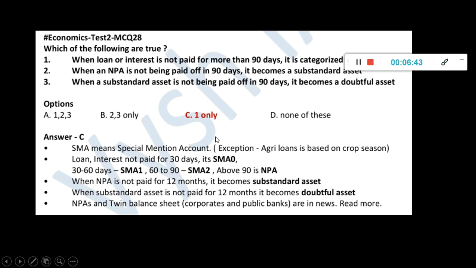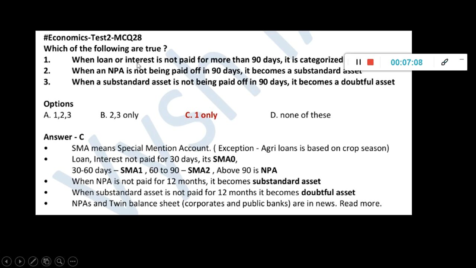So again, easy for people who studied the basics, and basics means only these 5 lines. Okay, there is a thing called SMA, which is Special Mention Account. If a loan or interest, anything, is not paid for 30 days, the bank classifies that loan as SMA 0. Then 30 to 60 days, nothing is coming back to the bank, they will classify it as SMA 1. Then 60 to 90 it is SMA 2, and above 90 it is NPA.